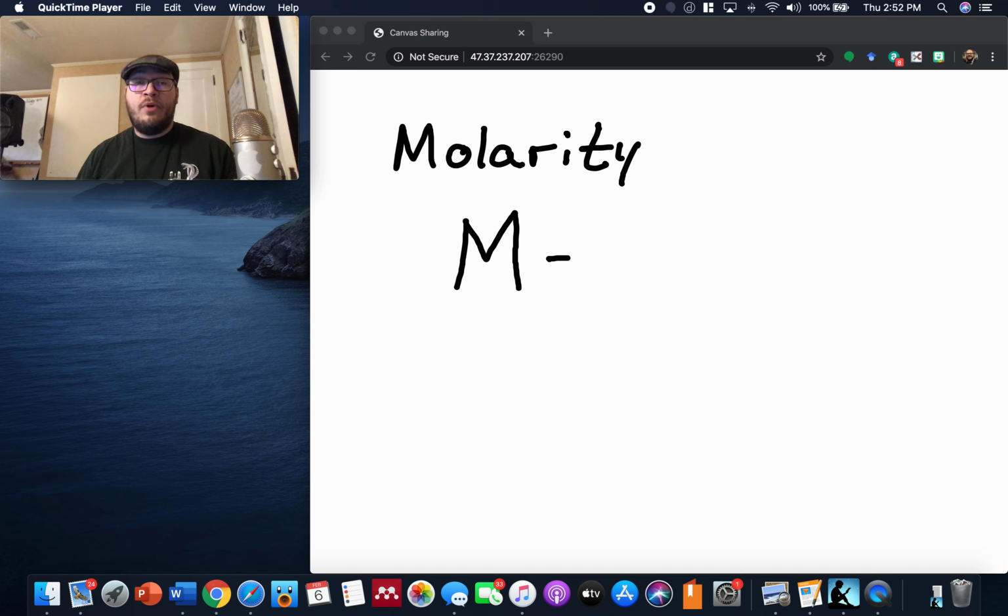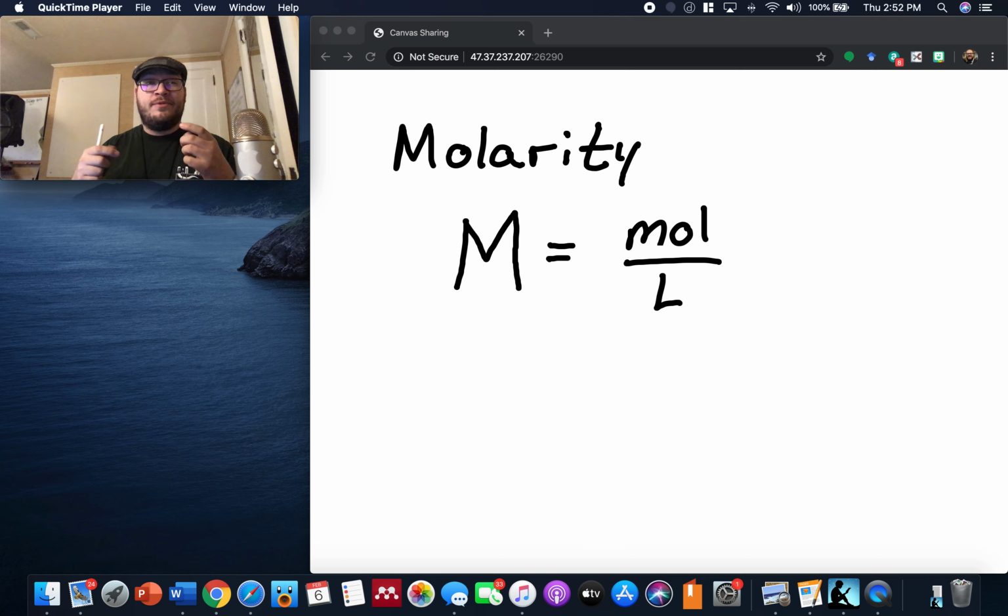So you can remember what a mole is. It's a quantity of something. We're talking about an amount of atoms. 1 mole is 6.022 times 10 to the 23rd. And then as we take that mole and put it into solution, those units of atoms or molecules divided by the liters of solution is how we get to the unit we call molarity. So how do we use molarity in calculation?